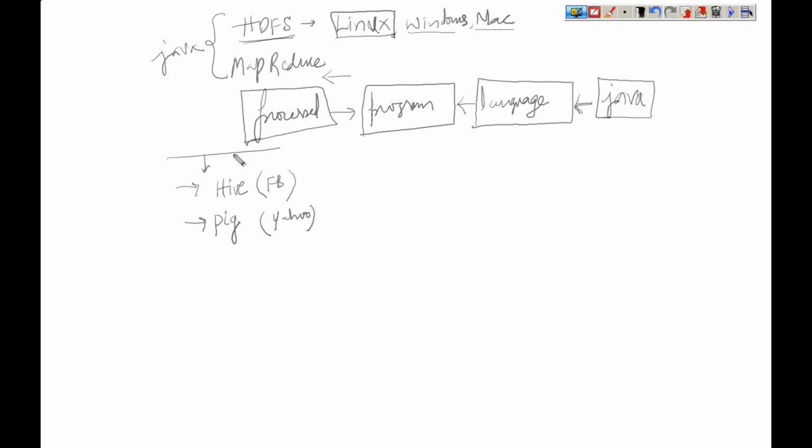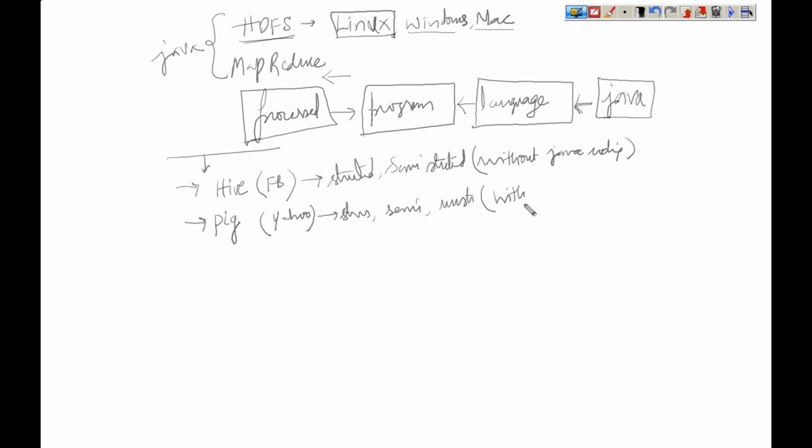Let me tell you what these are. Hive is used to process structured and semi-structured data without Java coding. It can process only structured and semi-structured data. Then coming to Pig, Pig can process structured, semi-structured and unstructured, all three varieties of data, with a separate language, not Java, called Pig Latin. This language is very easy to use compared to Java.